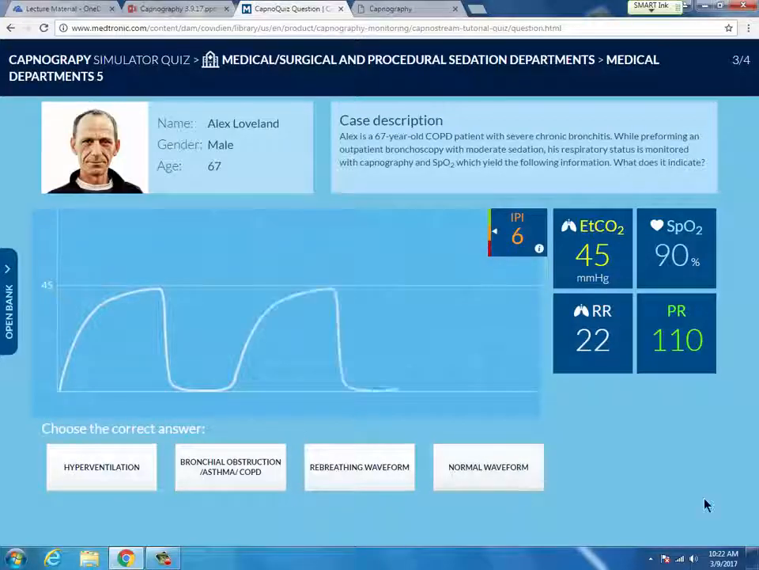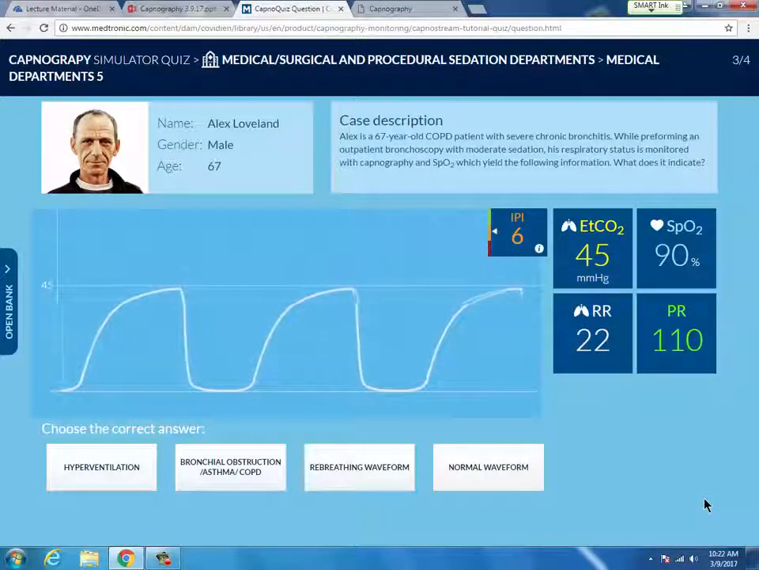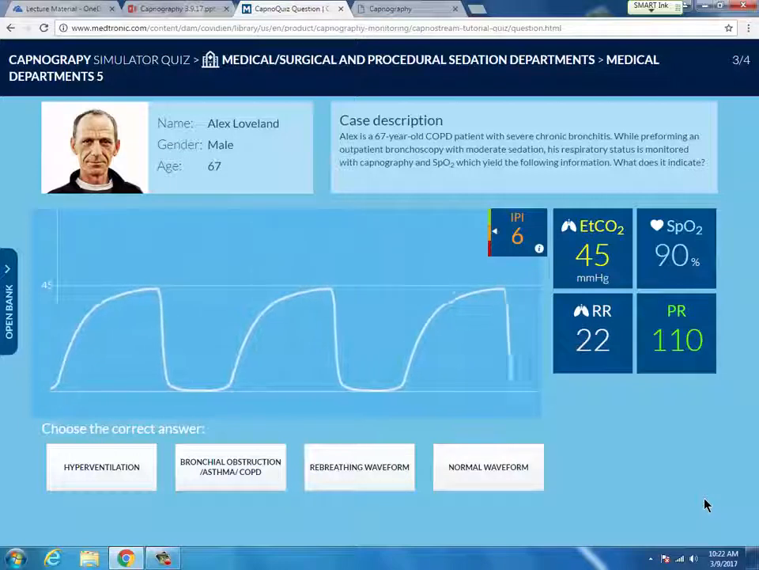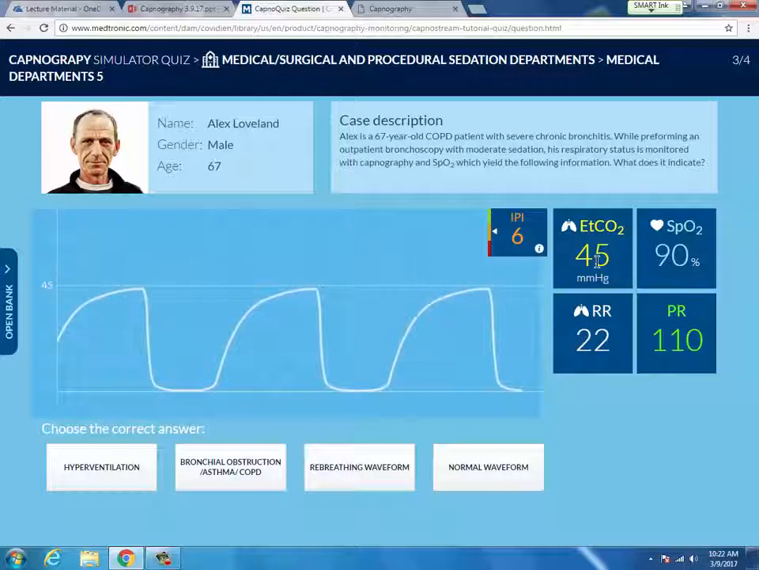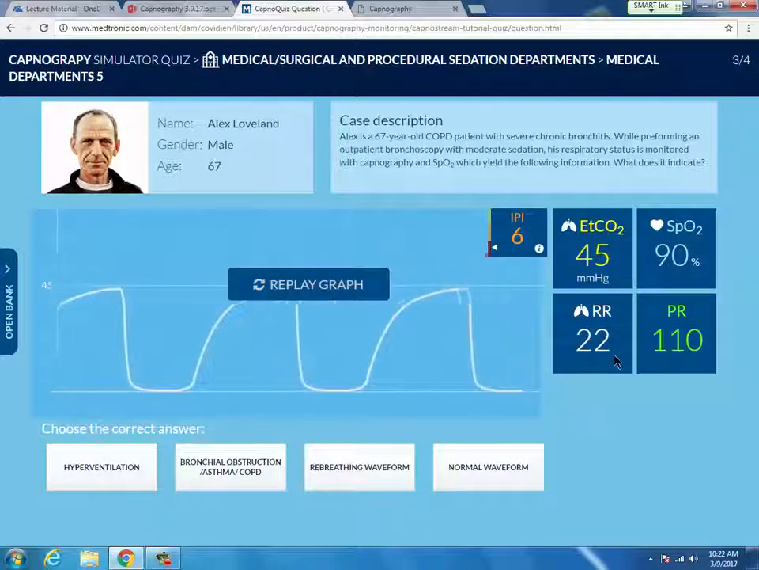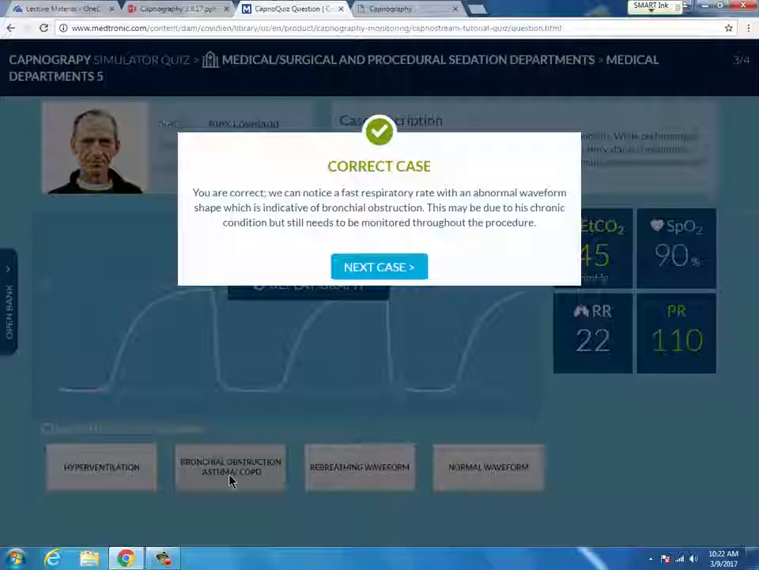All right. Alex, chronic bronchitis. While performing an outpatient bronchoscopy under moderate sedation, his respiratory status is monitored with capnography and SpO2. They yield the following information. ETCO2 45, SpO2 90%, 22 respiratory rate, pulse rate is 110. And he has that history there too.